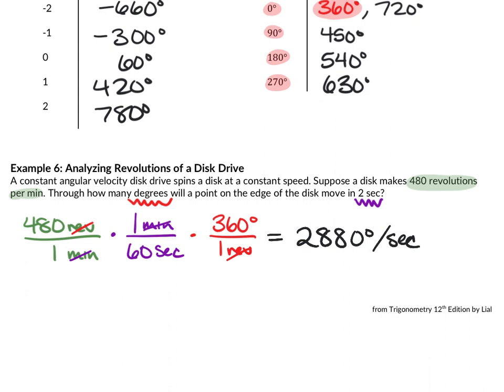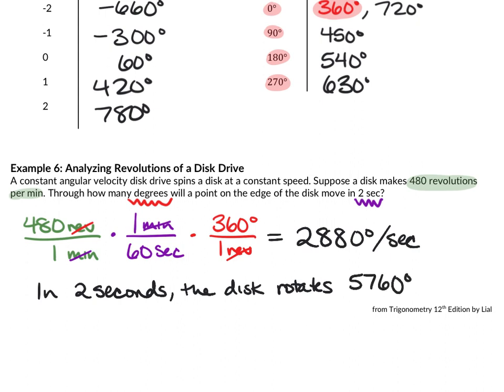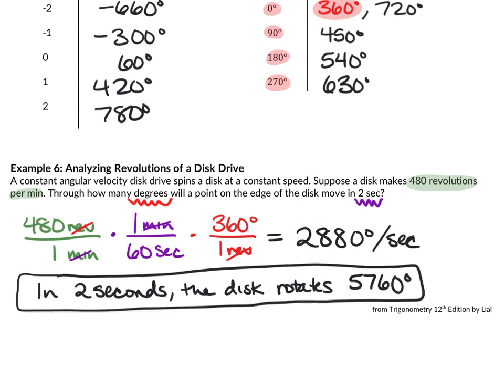Cool, that doesn't answer the question because the question says, how many degrees will a point on the edge of the disk move in 2 seconds? So in 2 seconds, how many degrees does it move? 5,760. Yeah, the disk rotates 5,760 degrees. How'd you get that number? Yeah, the number we got in degrees per second times 2 for 2 seconds.